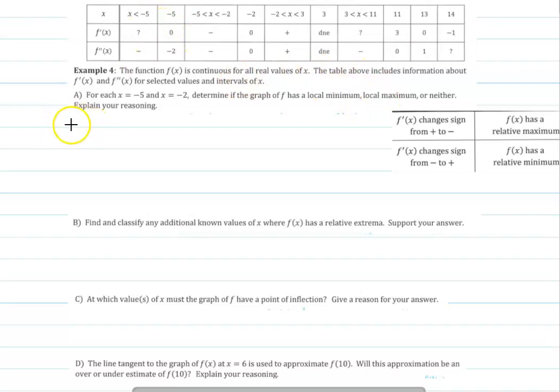First of all, these points are critical points because the first derivative is 0 here. At -5, we can't use the first derivative test because we are not sure about the sign on the interval to the left of -5. So we have to move to the second derivative test, which says if the value of the second derivative at that critical point is negative, then the critical point is a local maximum.